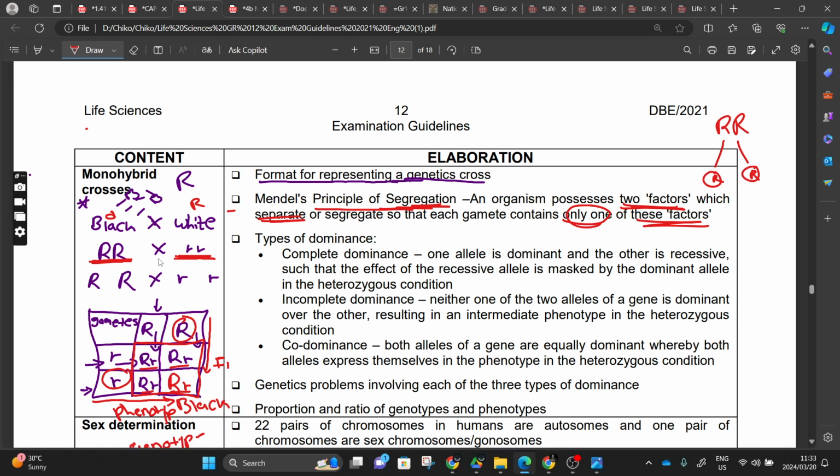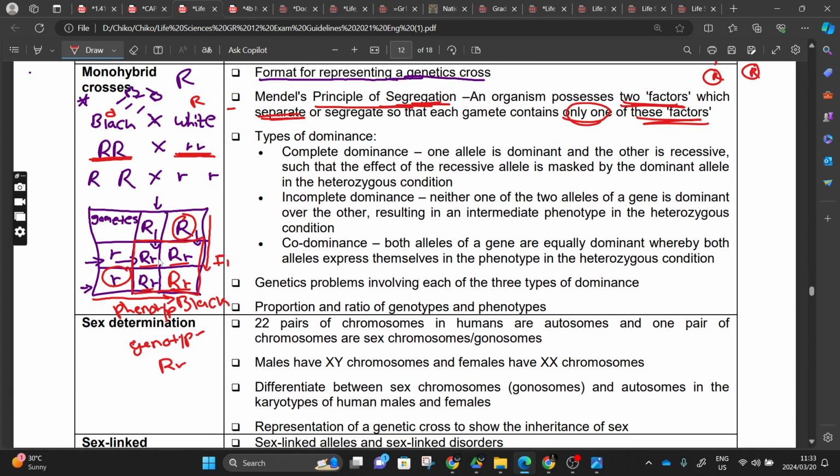That one we talked about. Let's move on. Now we have types of dominance. Before that, we have capital letters and small letters. We have three types of dominance. They can say, give us three types of dominance, or name three types of dominance. We have complete dominance, incomplete dominance, and co-dominance.